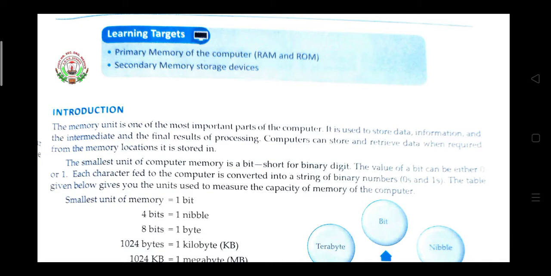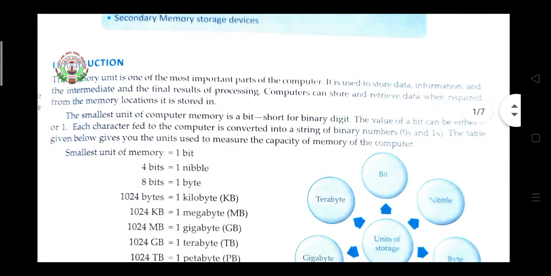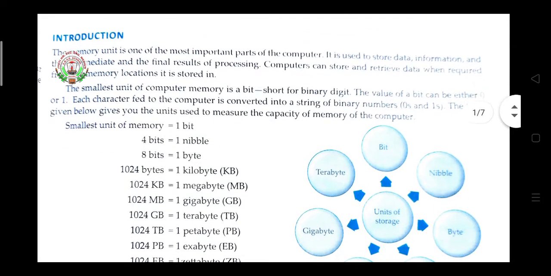The smallest unit of computer memory is a bit. The smallest unit of your computer memory is known as a bit, and the full form of bit is binary digit. The value of a bit can be either 0 or 1. Each character fed to the computer is converted into a string of binary numbers. The table given gives us the units used to measure the capacity of memory of the computer.